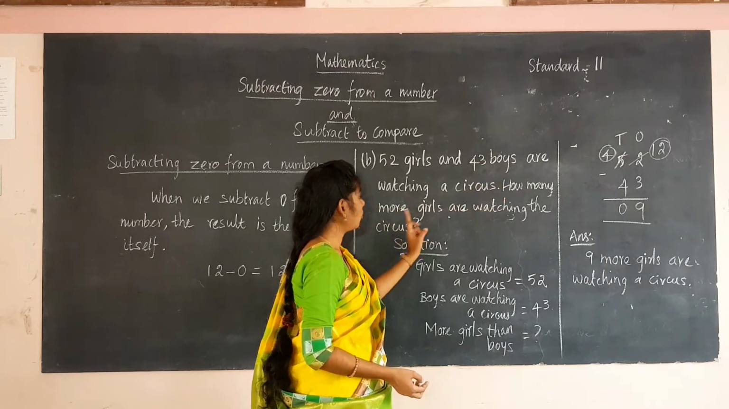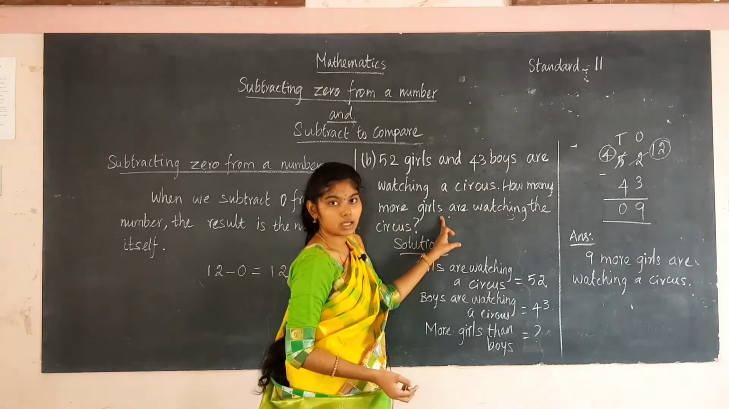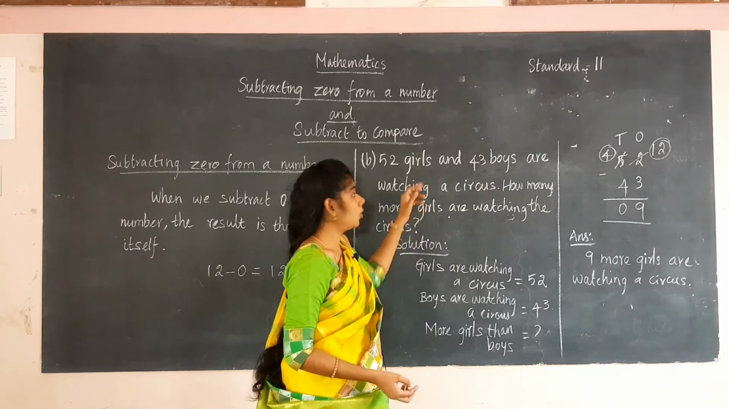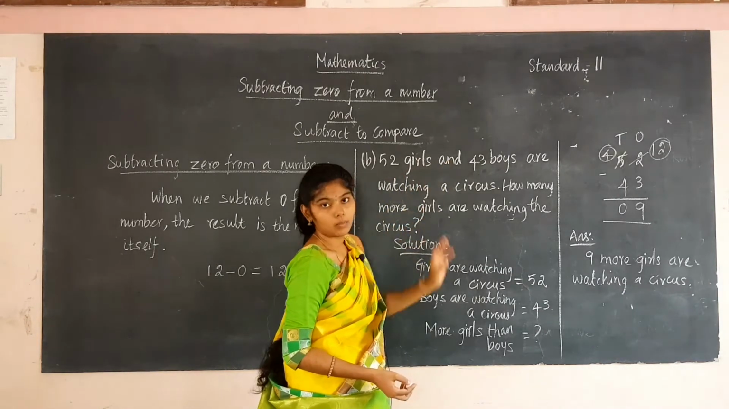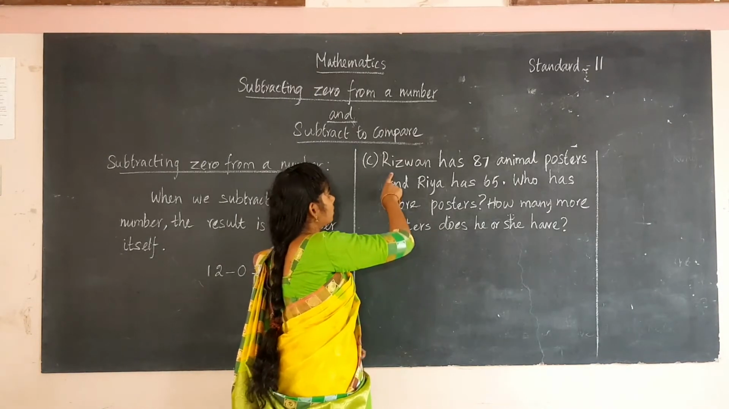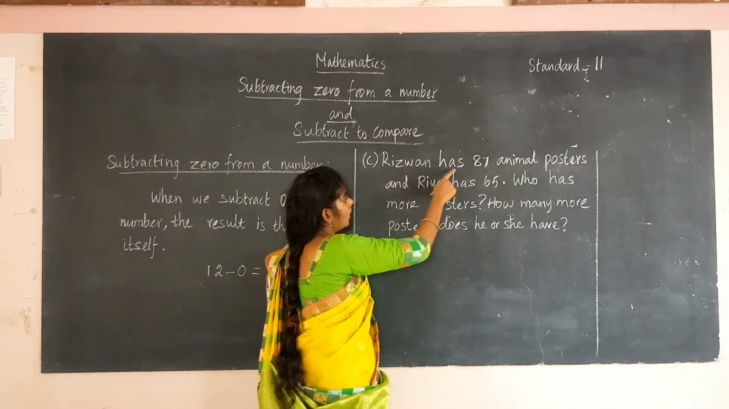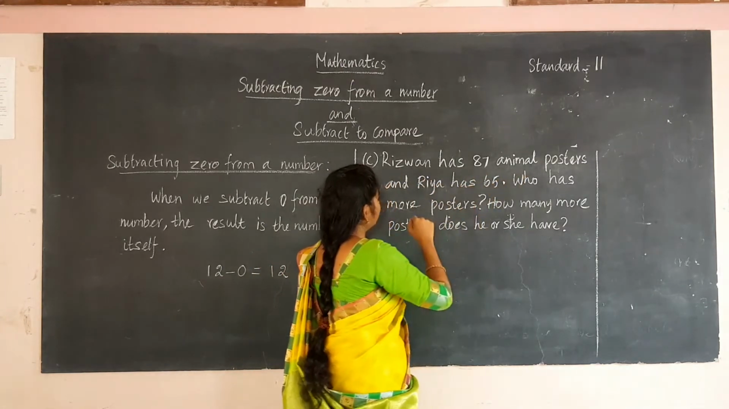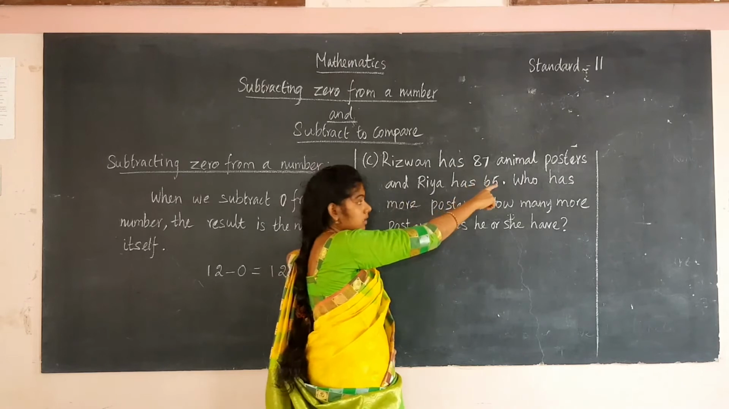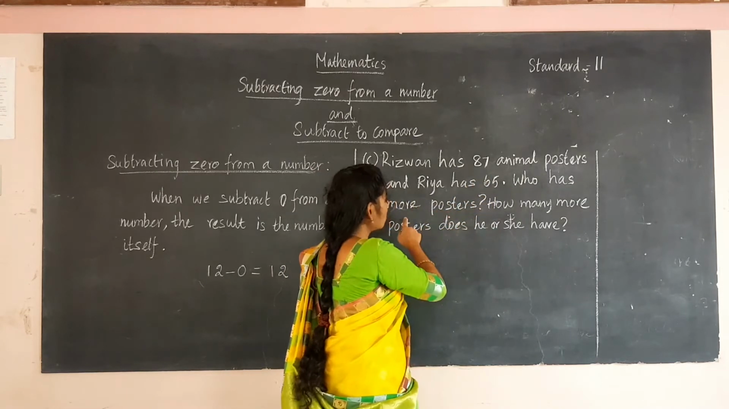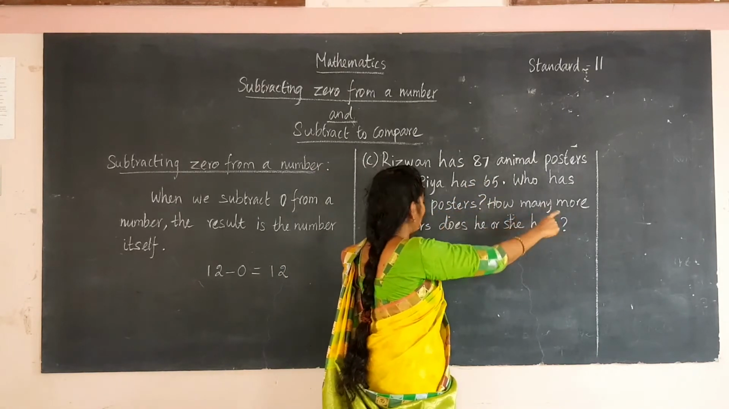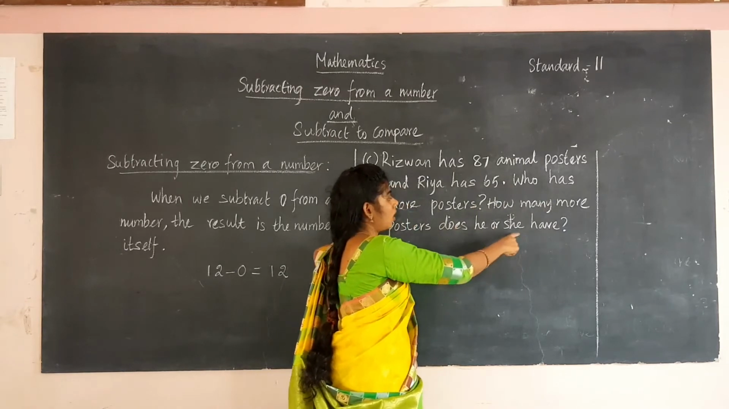The question is how many more girls are watching the circus. To find how many more, we have to subtract the numbers. So the next question is: Rizwan has 87 animal posters and Riya has 65. Who has more posters? How many more posters does he or she have?